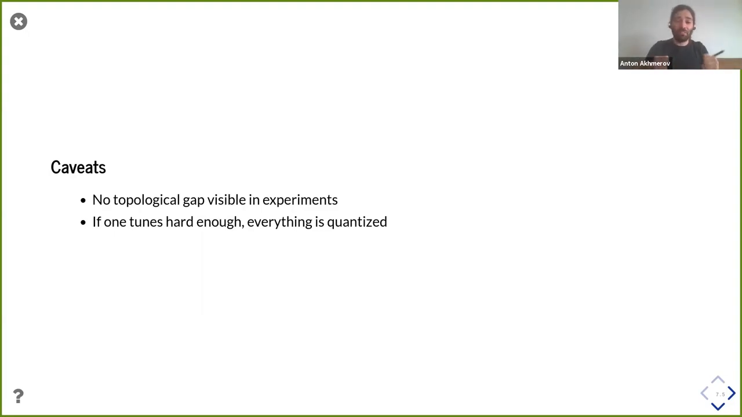Namely, if I have enough parameters and if I tune the device hard enough, I will eventually get a quantized conductance somewhere. So it shouldn't just be quantized, it should look correct. And so far, I don't think anyone demonstrated the Majorana signatures in a systematic way, so that one could conclude indeed that the zero bias peak is due to Majoranas.